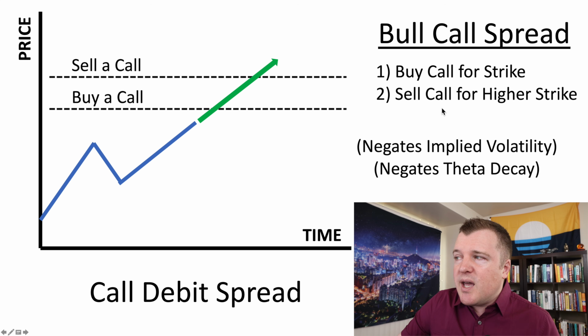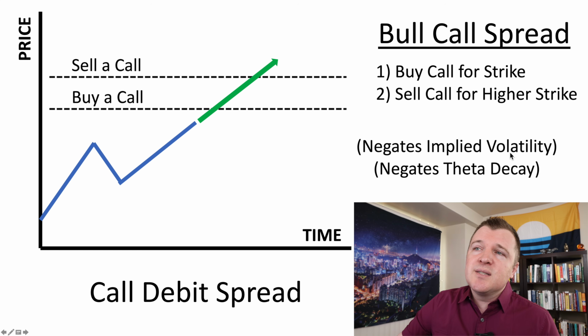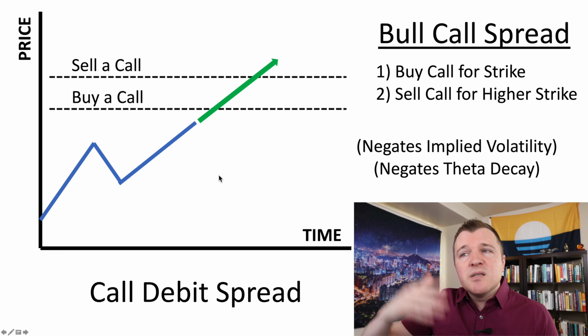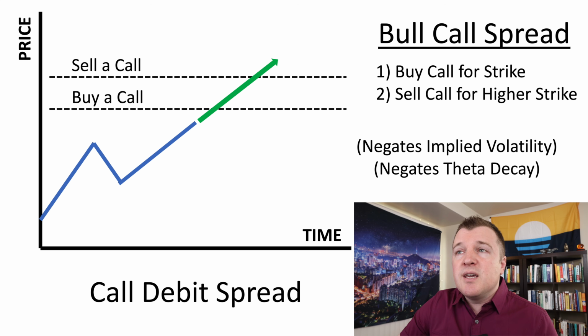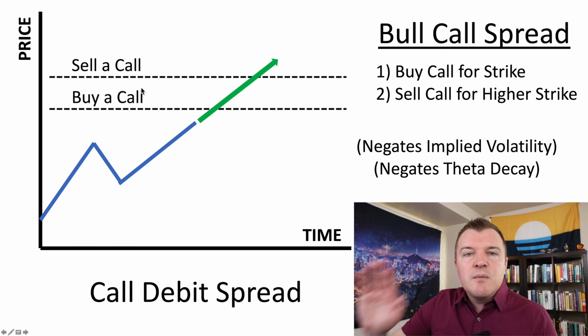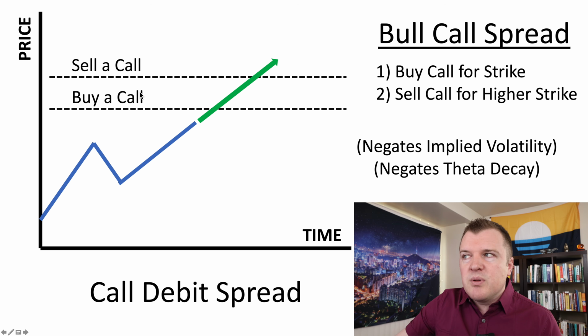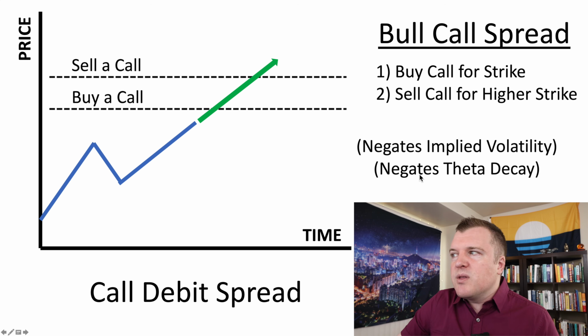One is, in a way, it negates implied volatility. So if implied volatility spikes or drops, you don't really care, because the call that you sold is adjusting pretty much at the same rate as the call that you're buying. Obviously, this range is different, so the values are not the same, but it does mitigate the effects of implied volatility. Same thing with theta decay, and this obviously drives the premium for these two contracts.